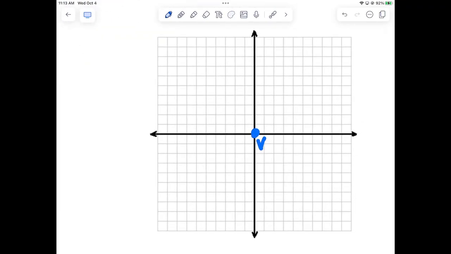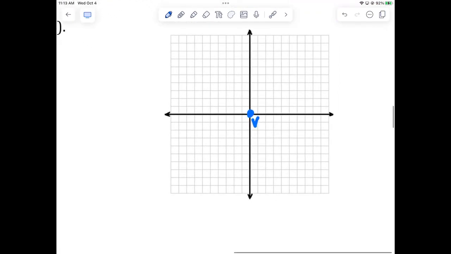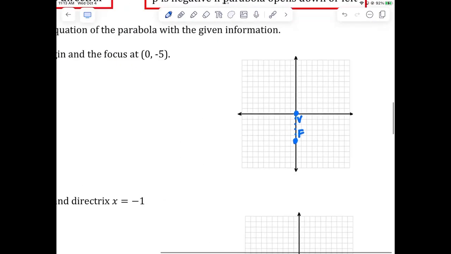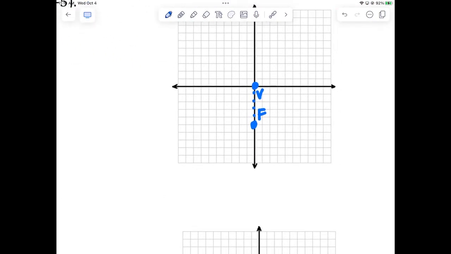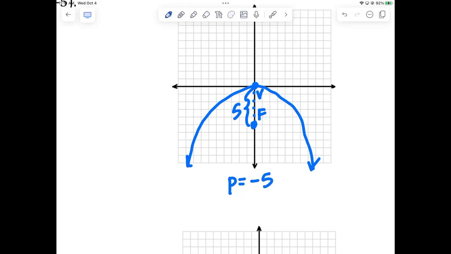That's my vertex, V. The focus is at (0, -5). So 1, 2, 3, 4, 5. There's my focus. And so now we know if the parabola eats the focus, this thing opens what? It opens down, like that. Okay? This distance here is 5 units. So what should p equal if we're going down 5 to get there? -5. Fantastic.